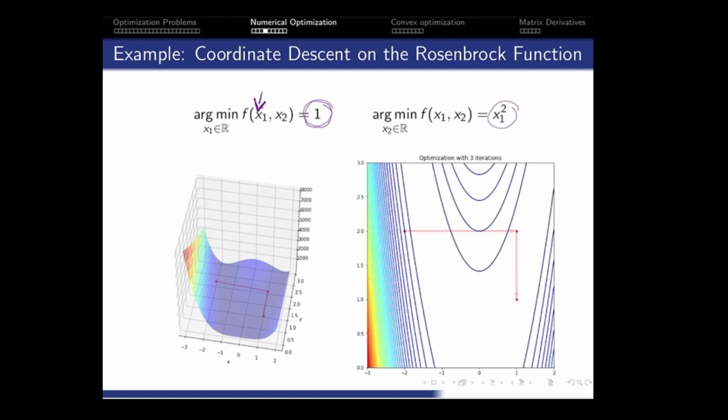So I start here at this point, and then I optimize with respect to the first value x1. And then you see here that we have the 1 here. So x1 is set to 1. And then we also set x2 equal to x1 squared, so this is 1 squared. So we arrive here at our minimum 1, 1 after 2 steps.